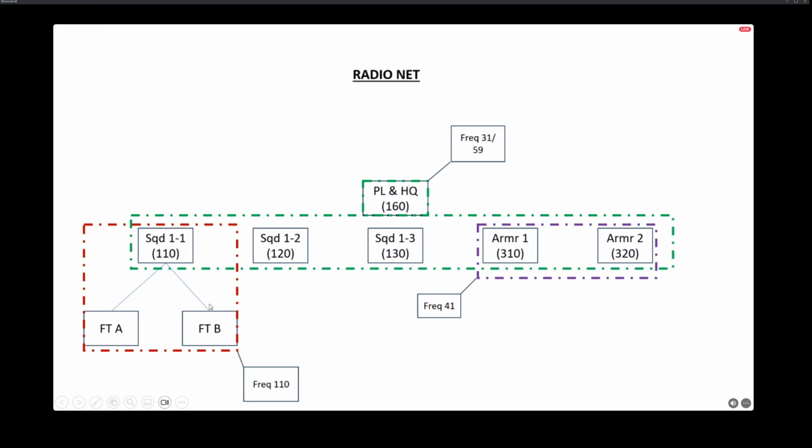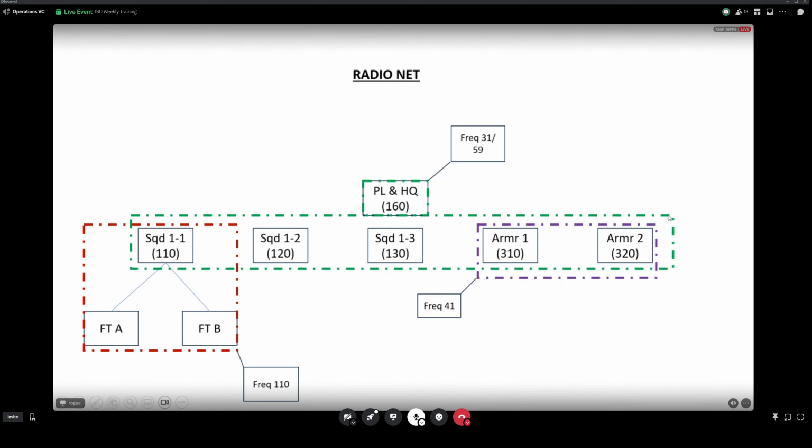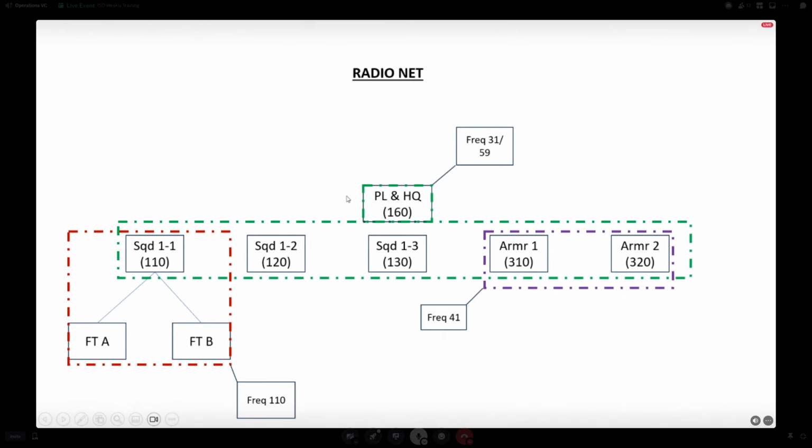So here within this slide itself, you can see 1 platoon net, 2 squad net, 3 armor net, and 4 the platoon headquarter net. Any questions so far?